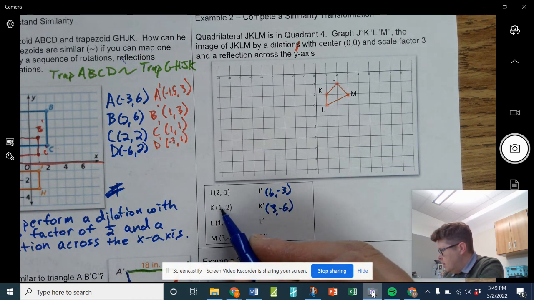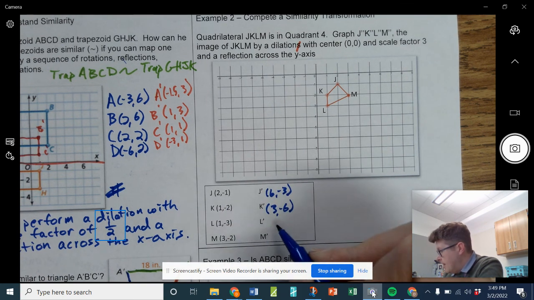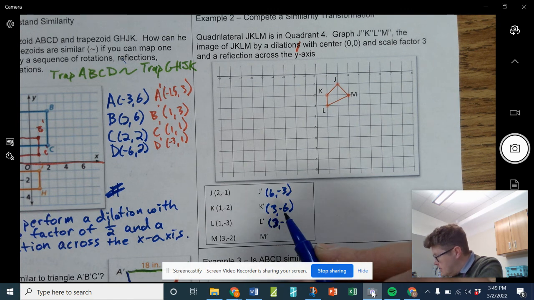Did I get the right? 1, negative 2, 2, negative 1. Yes. There we go. Okay, I don't know what I was thinking. 2, negative 6. 3, negative 6, actually. 3, negative 9, my bad. 3, negative 9. Yes, and then 9, negative 6.